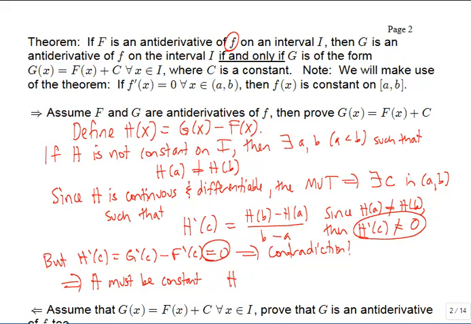So if h is equal to G of x minus F of x, and we just said that h is some constant, let's call it c, then that means that G of x is F of x plus that constant. So that's what we were trying to prove. Okay? So that's kind of tricky. That's the more difficult direction of the proof.